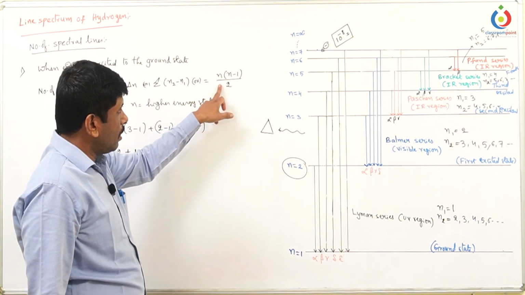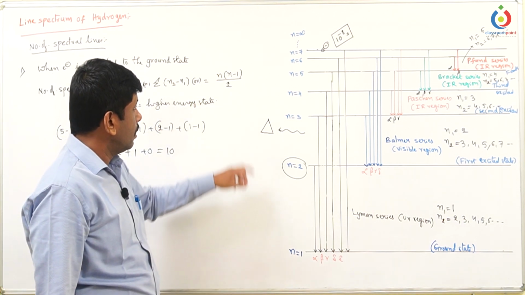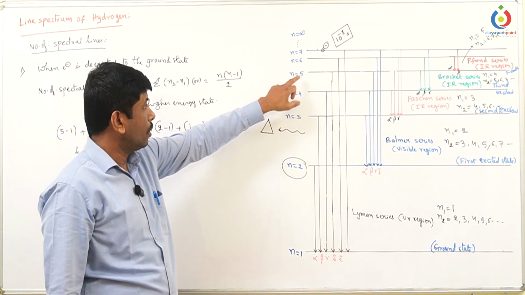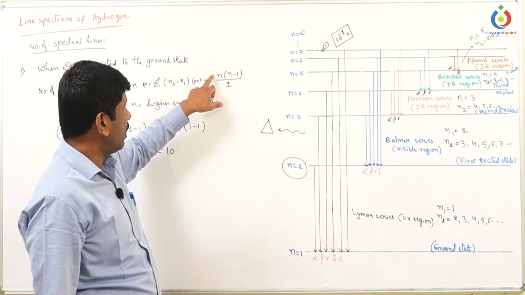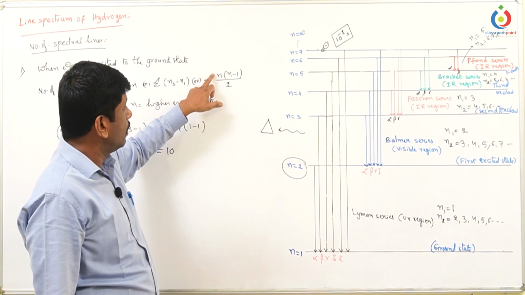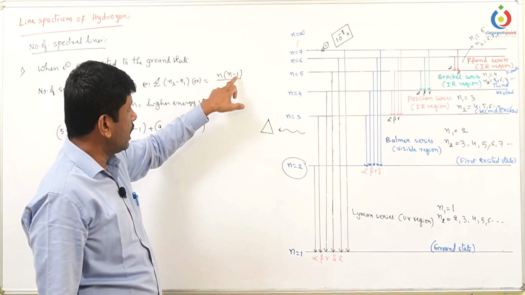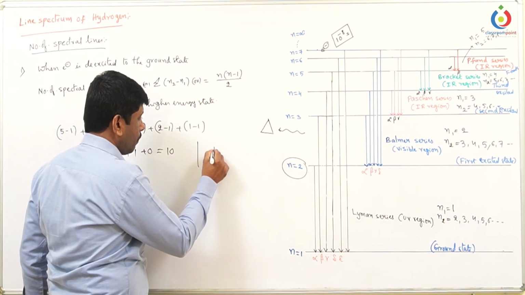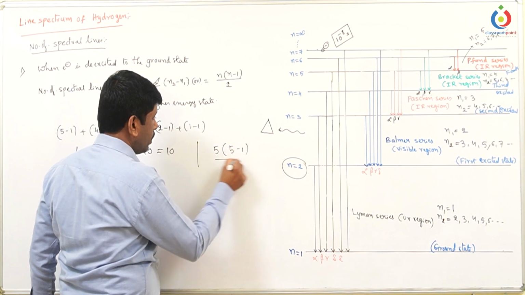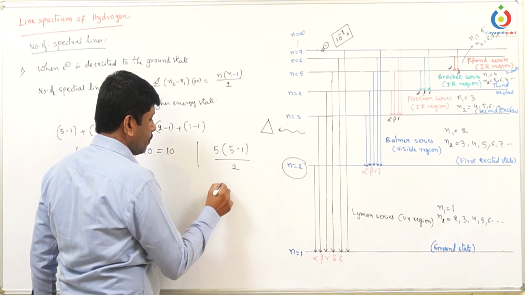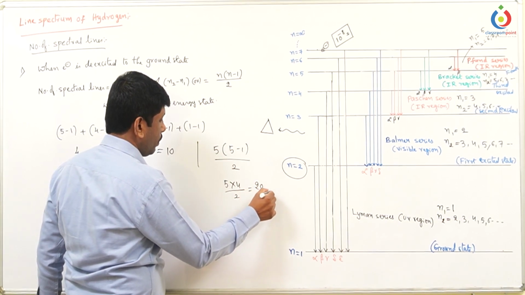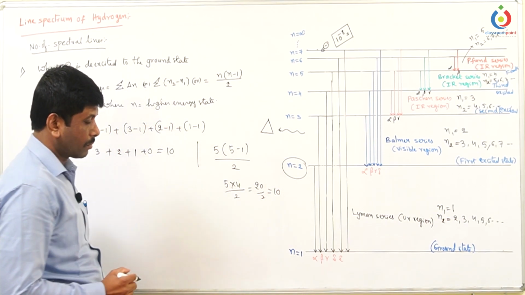What if you use this formula? How can you get the answer directly? From where the electron is coming, what we have said, the fifth energy level. So use the n value equal to the higher value, so 5. 5 of 5 minus 1, 5 minus 1 means it is equal to 4. So 5 of 5 minus 1 divided by 2. 5 into 4 by 2 equals 20 by 2 equals 10 spectral lines directly.